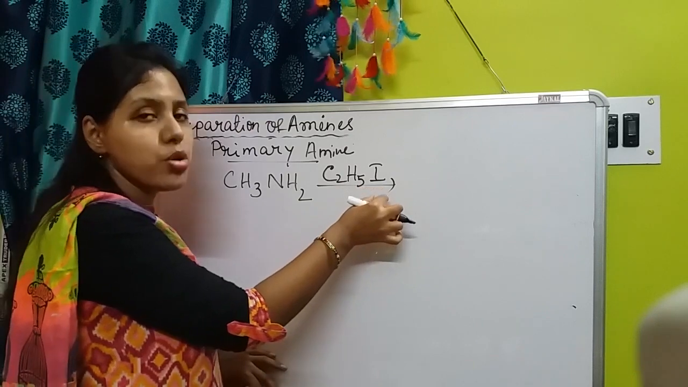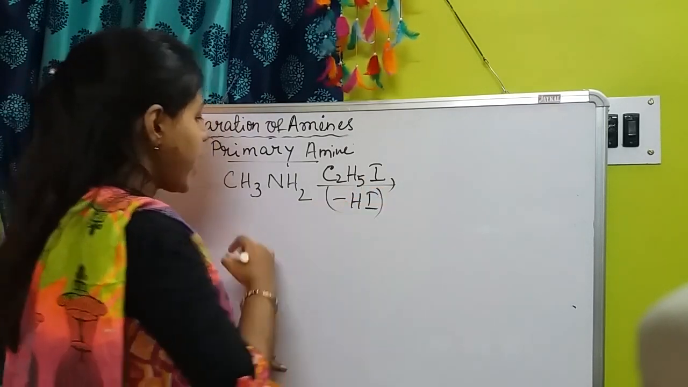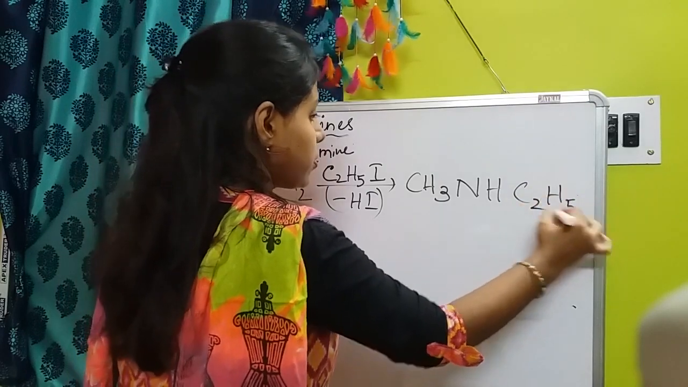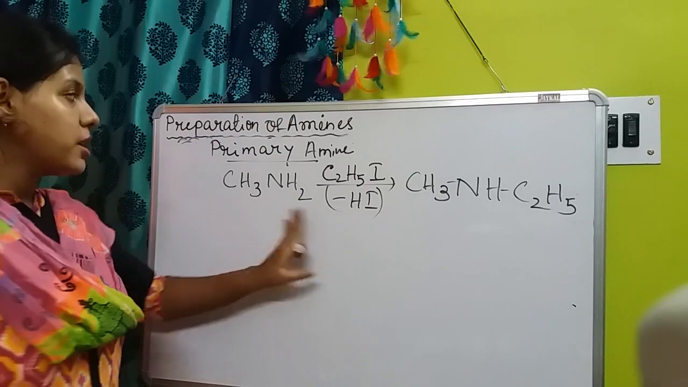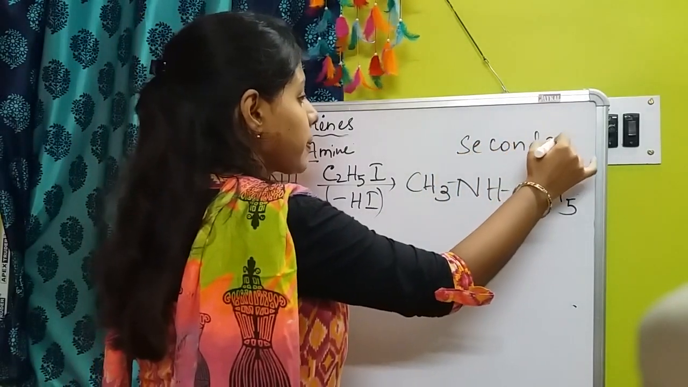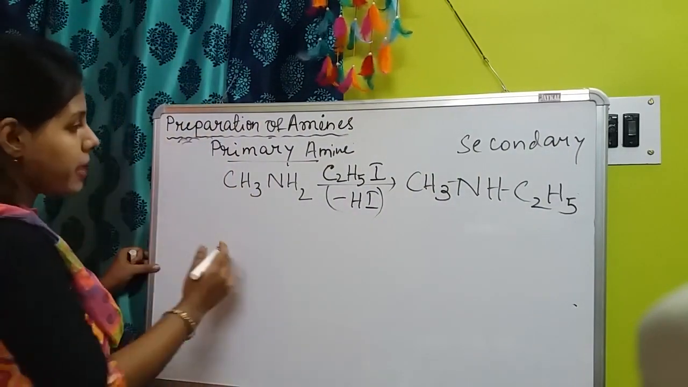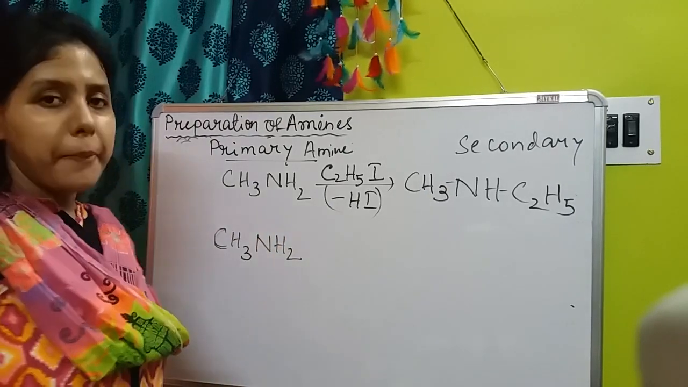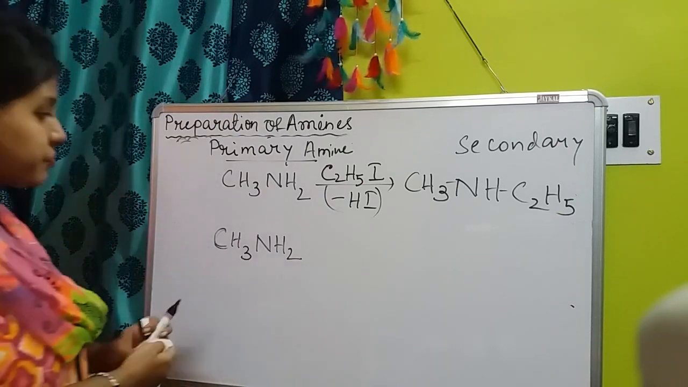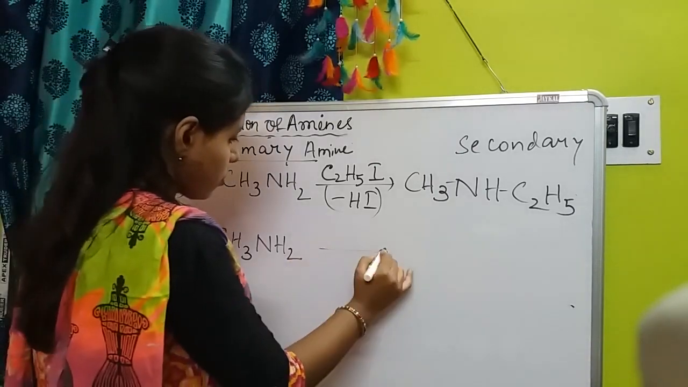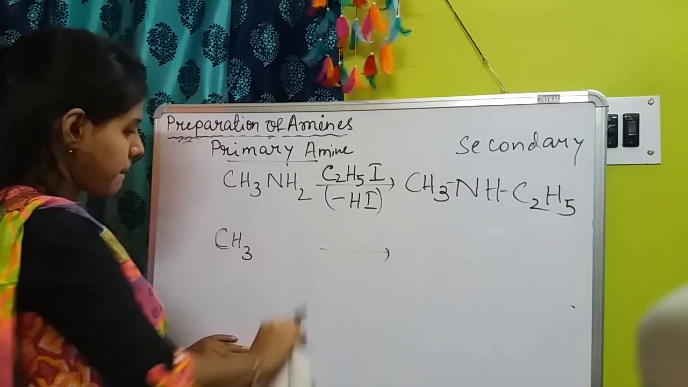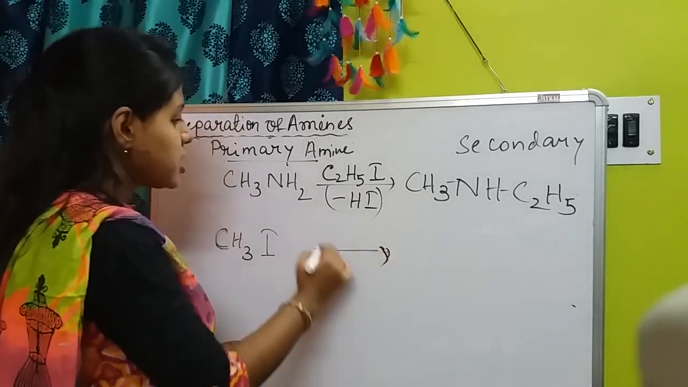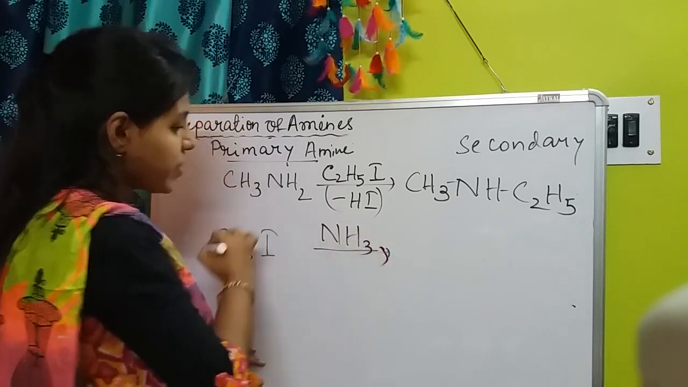One hydrogen will be removed out with this iodide as HI, and it will make CH3NHC2H5. Okay, so this is the example of secondary amine. So from primary amine we can get secondary amine, and again from ammonia we could get amines by using, suppose, CH3I. CH3I you have taken, and then react it with NH3, ammonia.